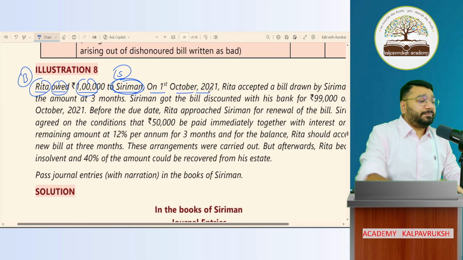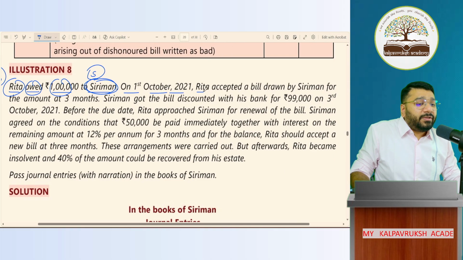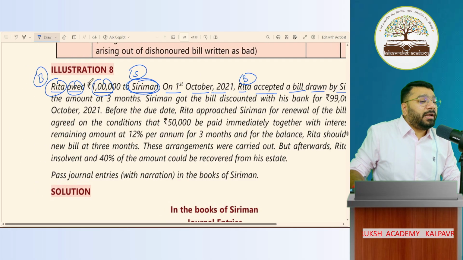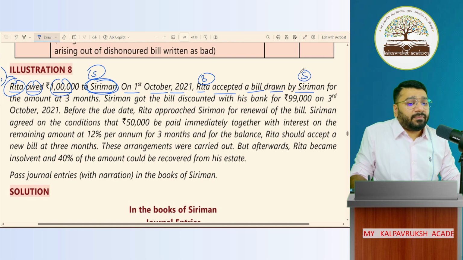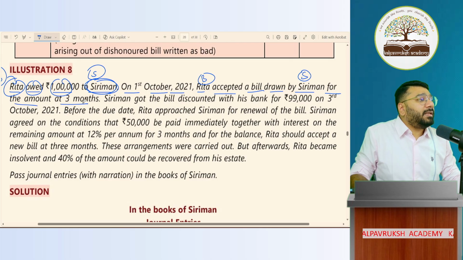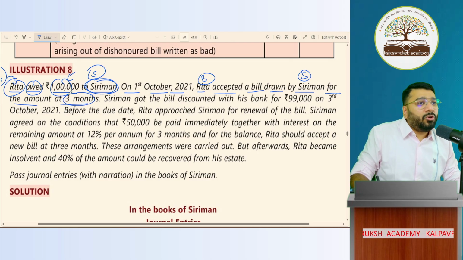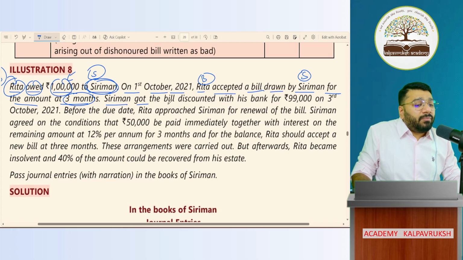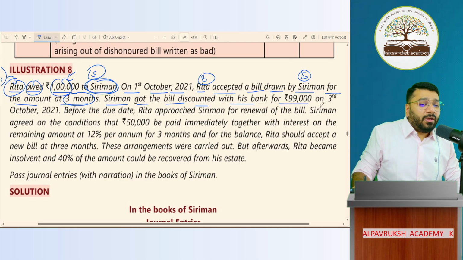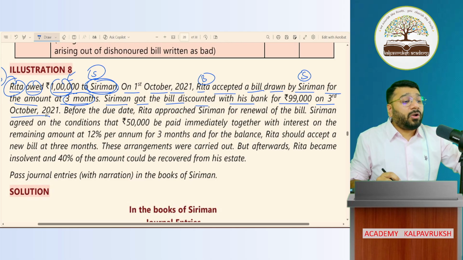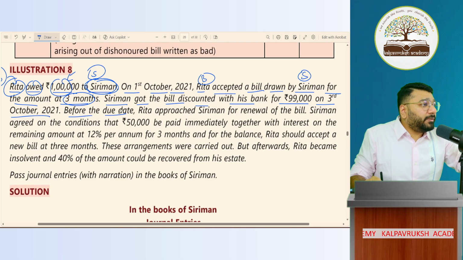On 1st October 21, Rita accepted a bill drawn by Siriman. The buyer will accept, so we concluded the buyer is Rita. So the buyer accepts the bill, and who draws the bill? The seller, Siriman, for the amount at 3 months credit period. So the amount is 1 lakh, the credit period is 3 months. Siriman got the bill discounted with the bank for 99,000. So what is the discounting charge? 1,000 rupees. When was this discounted? On 3rd October 21. Before the due date, Rita approached Siriman for renewal of the bill.